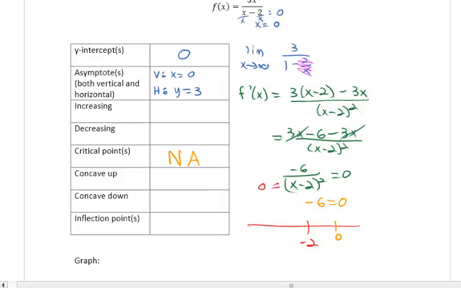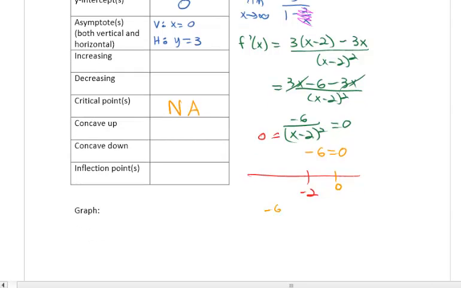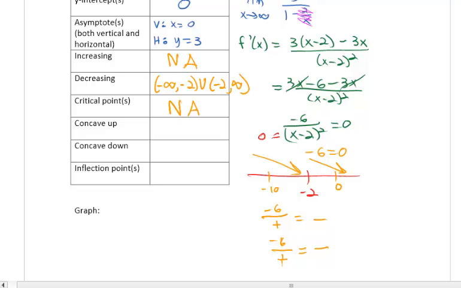So we'll test 0. Negative 6 divided by, well, let's work this out. We've got negative 6 divided by negative 2 squared is a positive. That's a negative. So it is decreasing over there. Test another one. Let's try negative 10. We have negative 6 over something squared, which is always positive. That makes it a negative as well. It is also decreasing. So it is never increasing. It is decreasing from negative infinity to negative 2, union from negative 2 to infinity. Notice we did not say it's decreasing everywhere because at negative 2 it's undefined, so it can't be decreasing there.